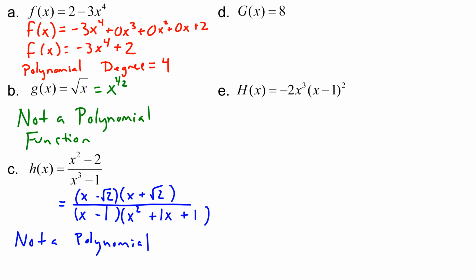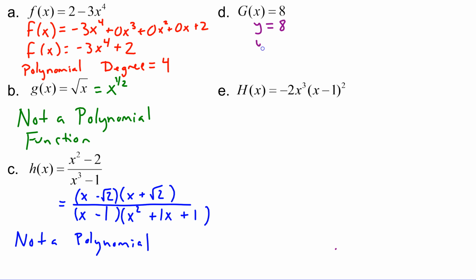Now D, again, we may be tempted to say it's not a polynomial because I don't see any x's. However, this is actually what we call a constant function, right? G of x is just the function notation to represent y, right? So this is a horizontal line going through the y value of 8, and it actually is considered a polynomial.